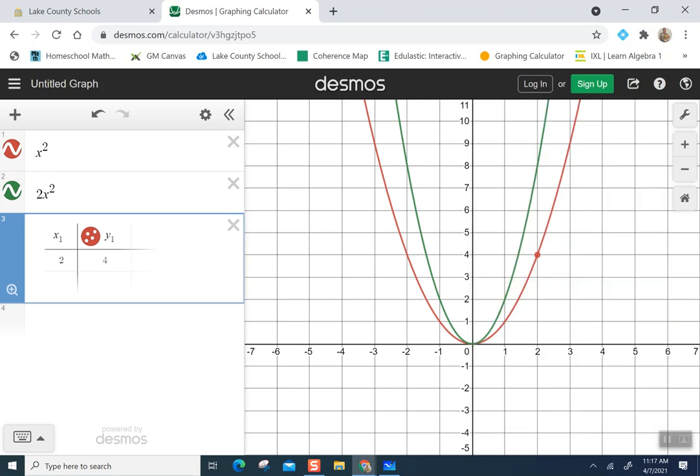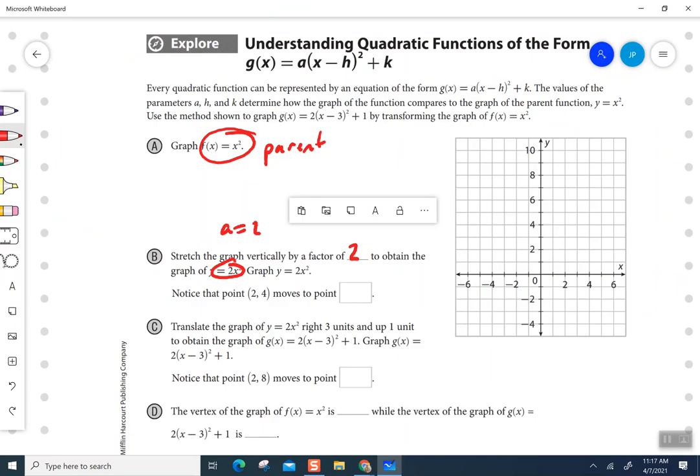Okay, so now the question is, where did point 2, 4 move to on the green graph? Well, you notice if I go to 2 and I want to go to the green graph, I have to go all the way up to the number 8. So if I check it, 2 went to 8, sure enough, it lands right on that graph. So I'm going to come back over here and I say, okay, so it moved to 2, 8.